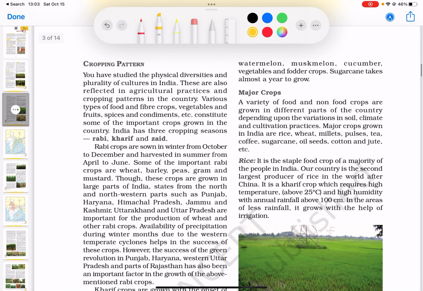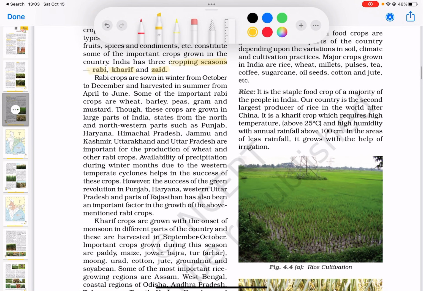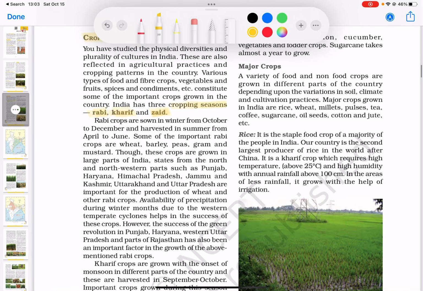Then, the next big topic, as you can see, is cropping pattern. What does it mean? You can see that there are three keywords here. There are three cropping seasons, which are Rabi, Kharif, and Zaid. So I think this is what it is going to be all about. Then there will be discussions on when all these are sown, what kind of crops, and so on.